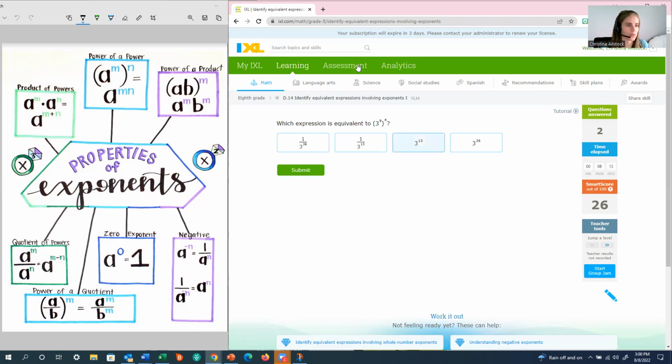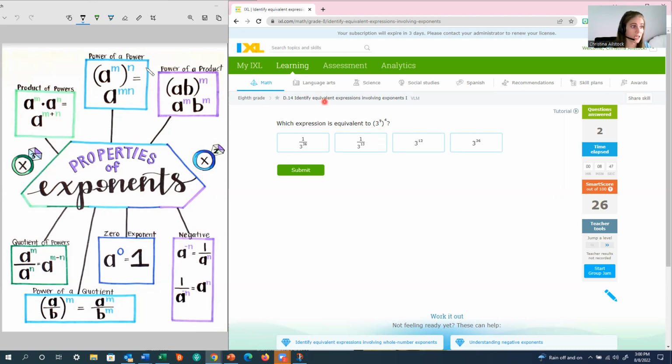All right, let's check out this property here. Which expression is equivalent to 3 to the 9th raised to the power of 4? Notice how this one looks different from our first problem because I don't have two different powers being multiplied. It doesn't say 3 to the 9th times 3 to the 4th. It says 3 to the 9th, that whole thing in parentheses there is being raised to another exponent. So we have an exponent being raised to another exponent.